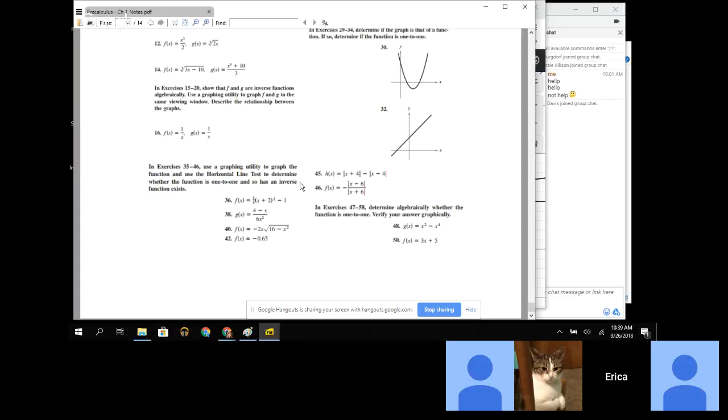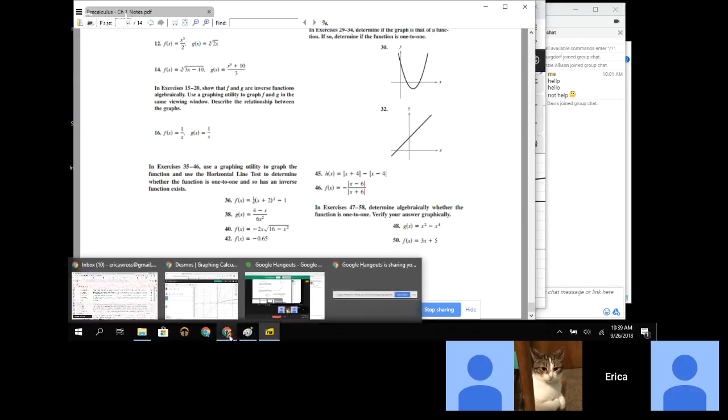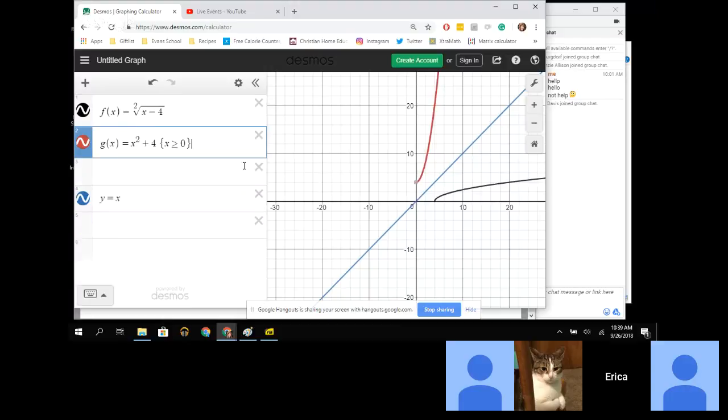If that makes sense. Okay, so number 36 through 46, it says use a graphing utility to graph the function and use the horizontal line test to determine whether a function is 1 to 1 and so has an inverse function. That was a fancy way of saying that. Basically what you're going to do for these is take our functions, for example number 36, and graph it. So let's graph number 36.